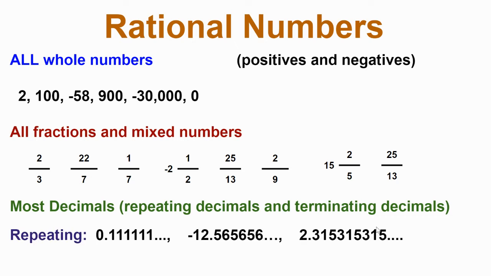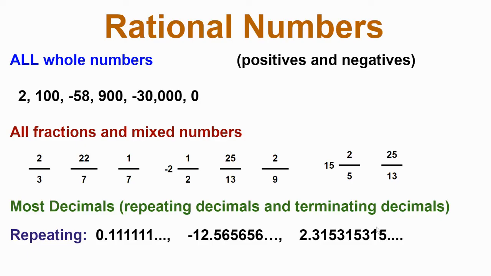The first one, 0.1, the 1 is repeating. The second one, 56, 56, 56, that's repeating. And the other one, 315, 315, 315, that's repeating. Remember, a lot of times we put a bar over those to indicate they are repeating.